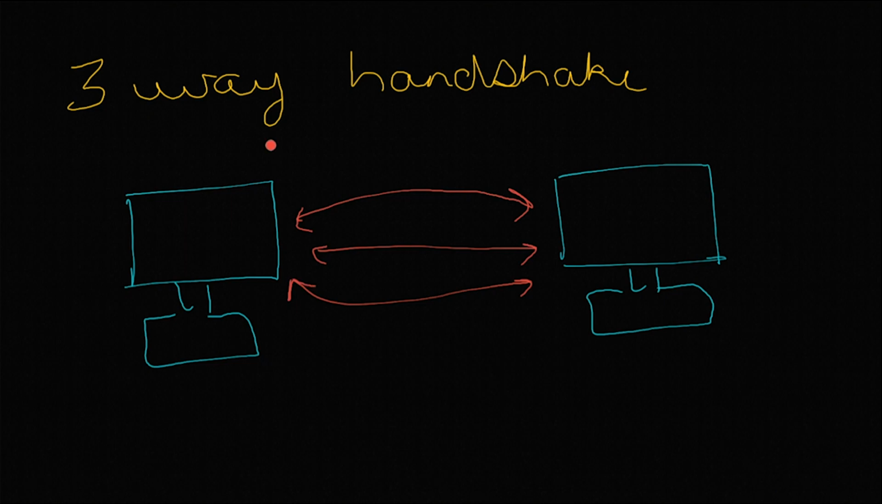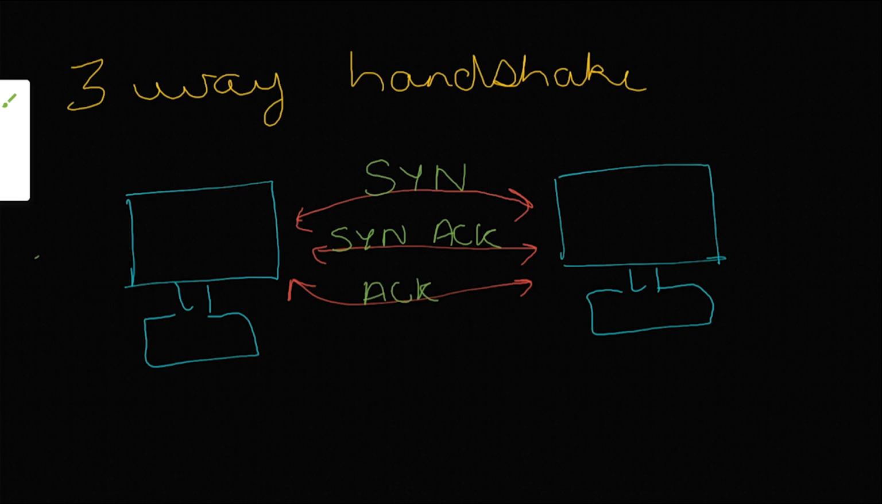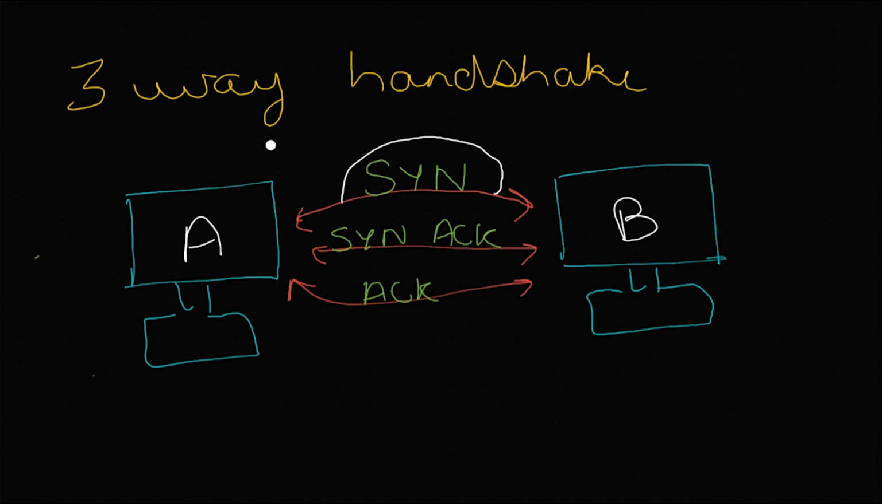First, this computer will be sending a SYN packet to this one. Then this computer will reply back with a SYN ACK packet. Then this computer will reply back with an ACK packet. Let's see what this is. A SYN packet is basically a synchronization packet. Let's take these computers as A and B. Computer A is requesting computer B to talk to it via the SYN packet.